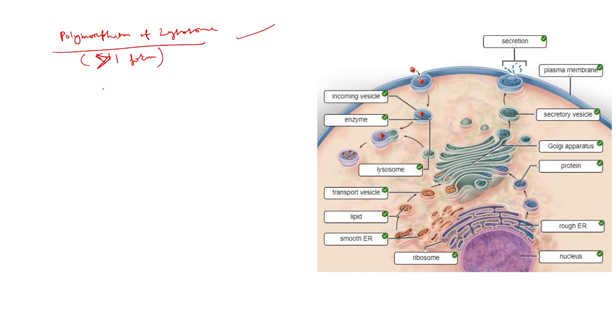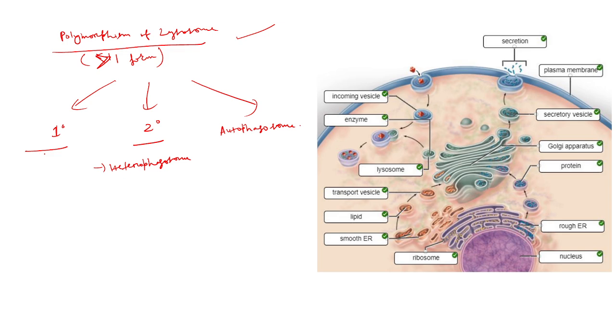There are three types of lysosome present. One is called the primary lysosome, another is called the secondary lysosome, and another is called the autophagosome. The secondary is also called the heterophagosome. The primary is simply called the primary.